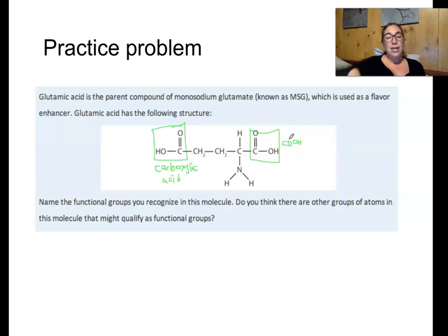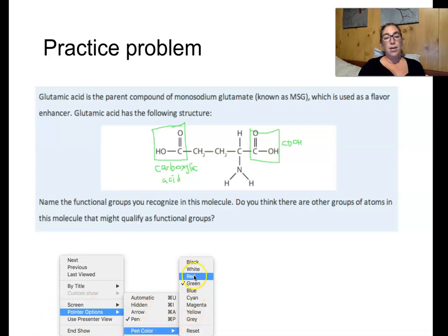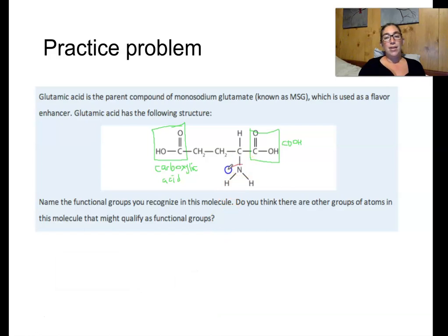Another one that I see is a nitrogen-containing group. I'll give it a different color. All right, this group right here, NH2, and we reference that table of functional groups, and we find that this is called an amine group. All right, so that's all it's asking you to do, is just find functional groups and name them.